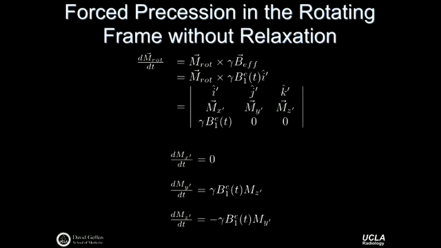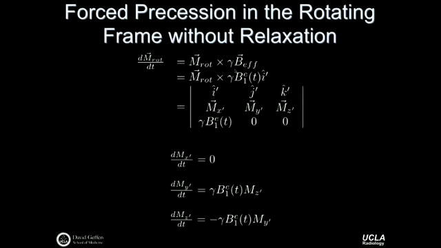What we then did is we wanted to look at the more interesting case of forced precession in the rotating frame, and still without relaxation. And so there we had to define our B effective field again, but our B effective field just used that circularly polarized field, and the circularly polarized field in the rotating frame just looks like a driving force along a single axis. It's just pushing the magnetization down, say, in a single direction.